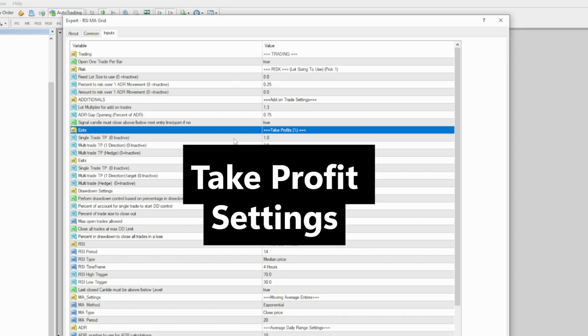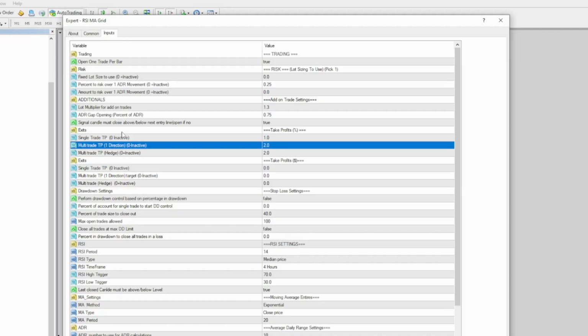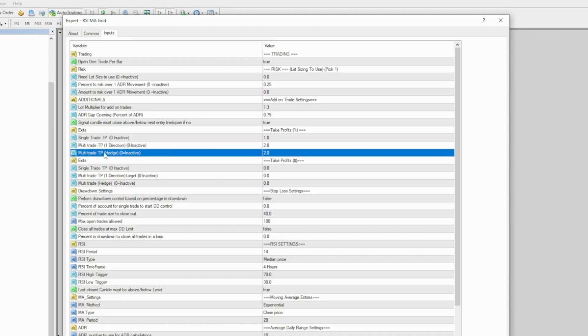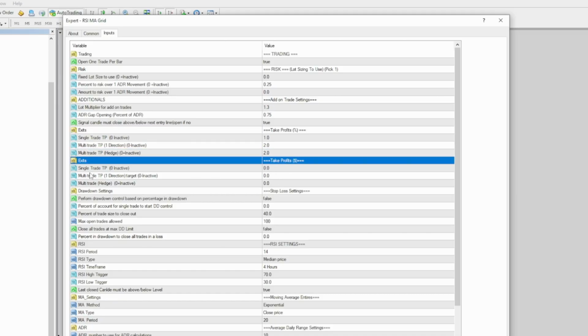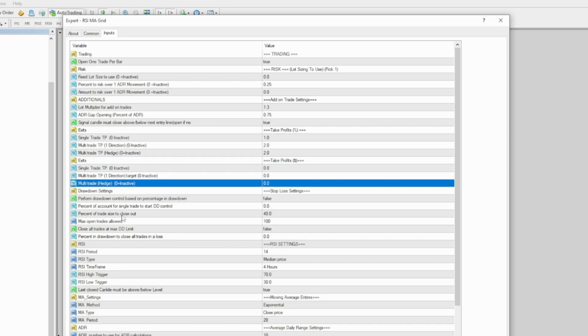Next up, we have the take profits. So single trade is if you have one position in the market, it's going to want to be in and out. If you get in multiple trades in one direction, you can change that as well. This is percent of the balance. And if you're in a hedge, so if you're long and short at the same time, the bot will automatically close out in a profit as well to whatever you have it set to. So that's percentages. Next up, we have dollar amounts, and pretty much the same as this. So single trade, multi-trade, and hedge.